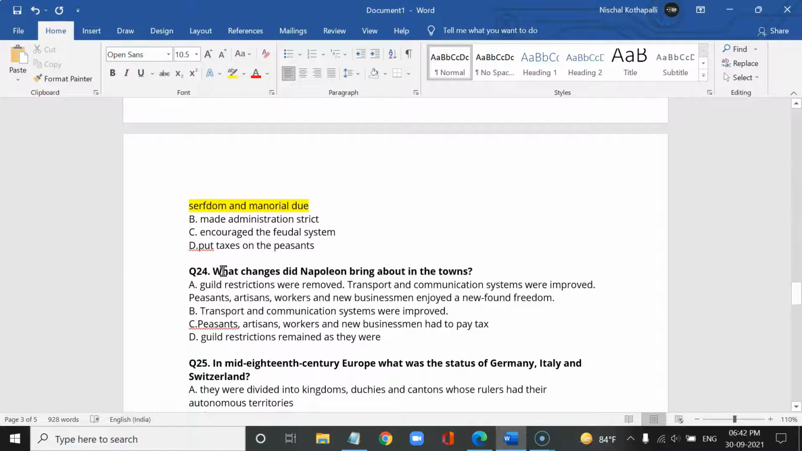And in the towns, so we talked about rural areas, the villages, and now let's talk about the towns. Guild restrictions were removed, transport communication systems improved, etc. Transport communication systems were improved. Peasants, artisans, and workers and new businessmen had to pay tax. Guild restrictions remained the way they were. This is one of those straight out of the textbook questions. And you may be saying that B is also correct, but B is one of the changes, while this asks for all the changes, and this was perfectly articulated in option A right here.